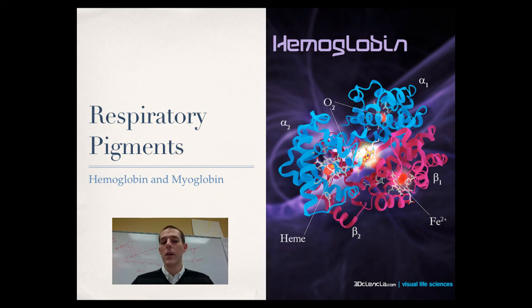There's another respiratory pigment called myoglobin that hangs out in our muscles, and it also is able to store oxygen. Not nearly as much as hemoglobin, but it is another oxygen storing pigment. And breathe out. I think that's all.